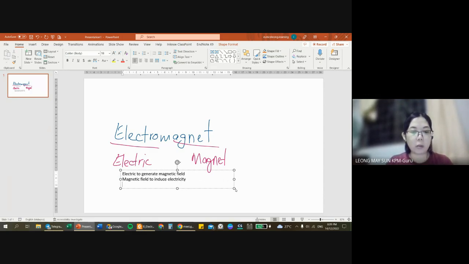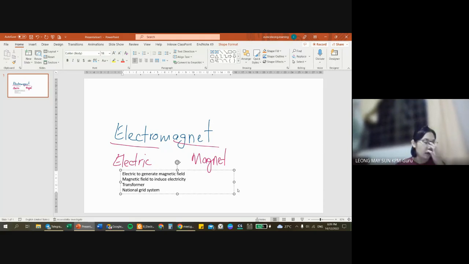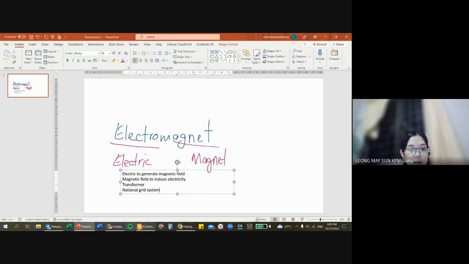Then the third part we'll learn is about the transformer. And finally, the national grid system, whereby we transfer electricity throughout the whole entire country. So these are a few things that we are going to cover. All right, so let's go to the first part.